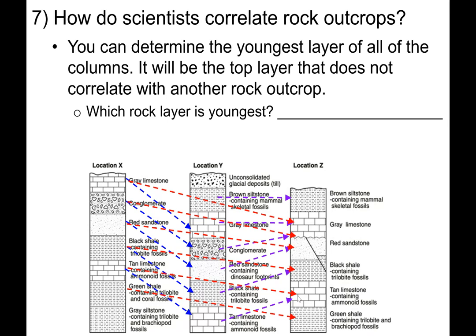Now, what's the youngest rock? We see that the brown siltstone in Y is higher than the limestone in X. But the brown siltstone is the top layer at X. But in Y, we see that there's no layer above the brown siltstone. And that's the unconsolidated glacial deposit. That's the till, the leftover deposits from a glacier, where the glacier might have pushed forward. We have a moraine or a drumlin. This is all unconsolidated glacial deposits. And that'll be the end of part 2.